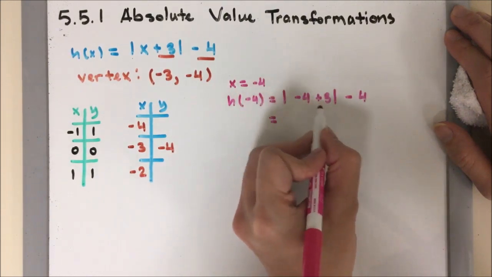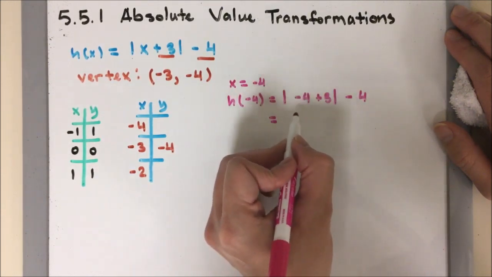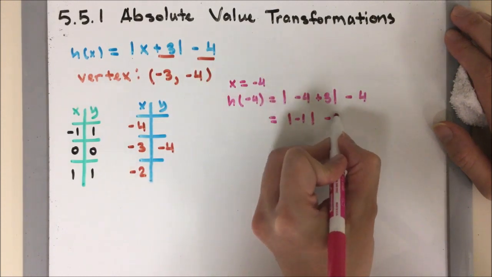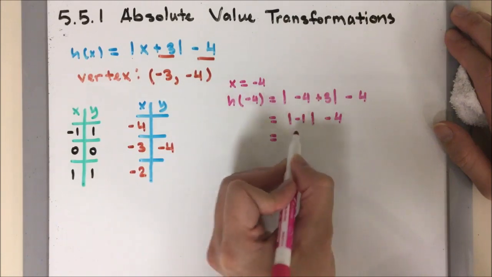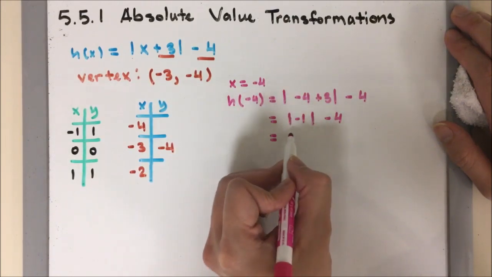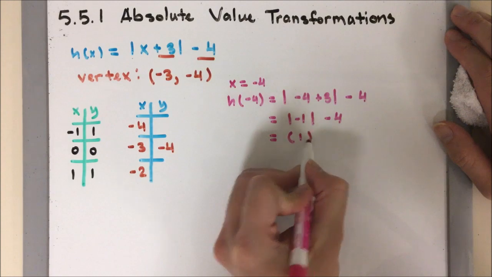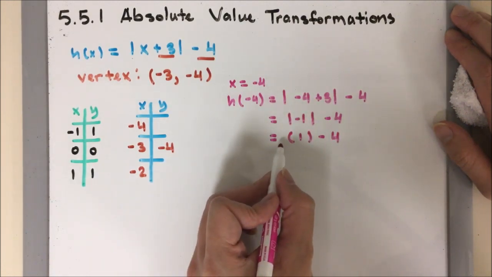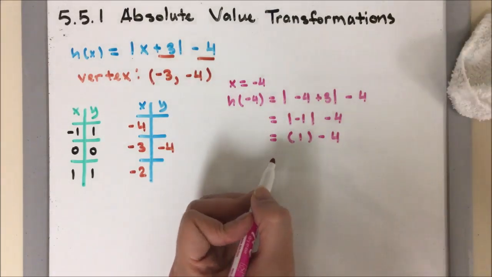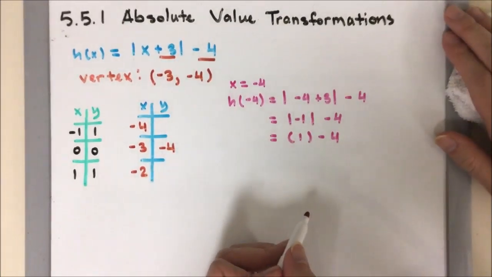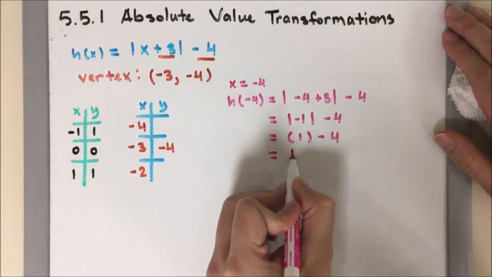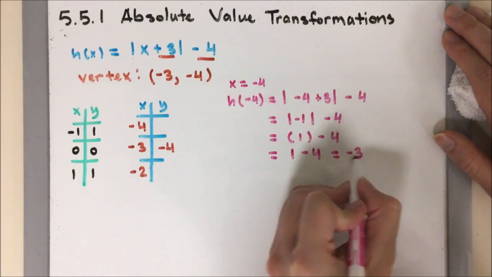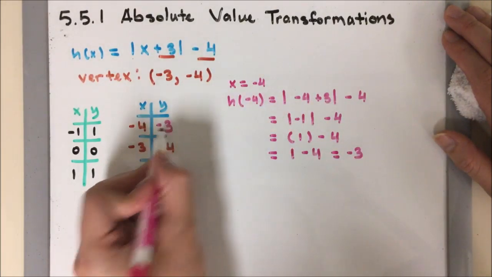So I'm going to solve the inside first. I'm going to simplify it. So negative 4 plus 3 will be negative 1. But don't forget, I still have the absolute value, and then minus 4. So the absolute value of negative 1 is positive 1, so parenthesis, positive 1, close parenthesis, and then minus 4. Since I don't have anything to distribute from the outside of the parenthesis, I'm going to drop the parenthesis and just write the positive 1 and then bring down the minus 4. 1 minus 4 will be negative 3. So let me put negative 3 over here.